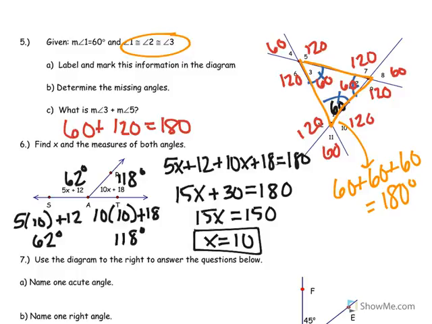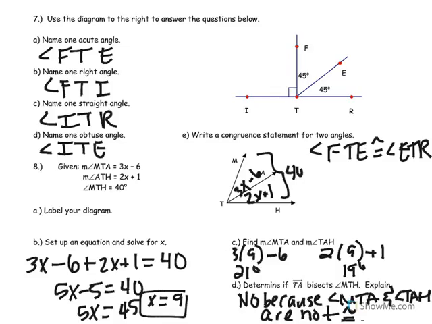Other than that, if you need to check the rest of your answers, pause the video here and take a second to check numbers 5 and 6. All right, so last but not least, we're going to go through number 7, okay? So an acute angle. Another answer you could have had was angle ETR.